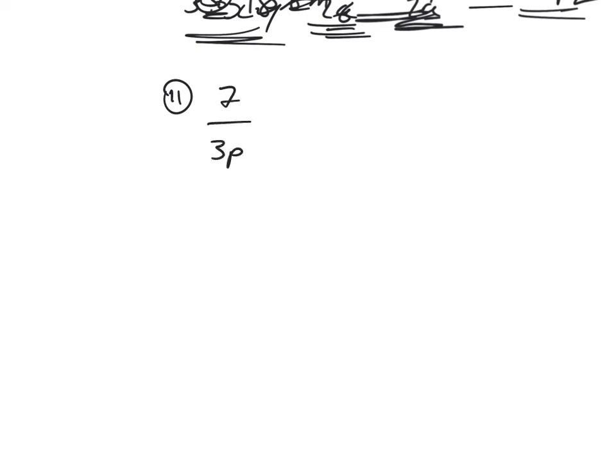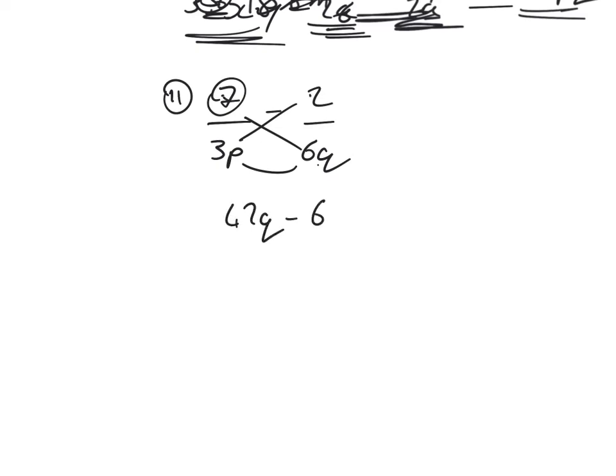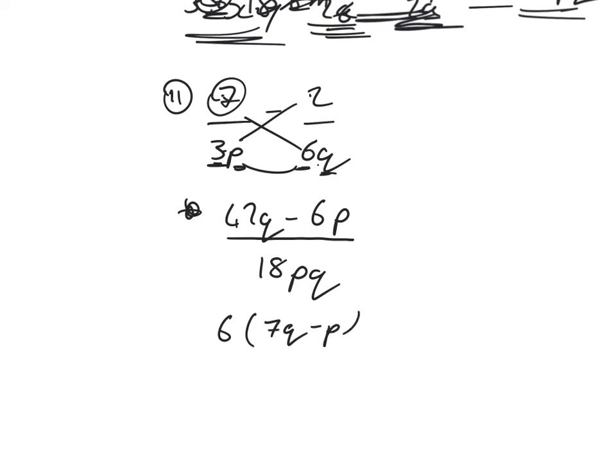Okay, example 11. 7 over 3p minus 2 over 6q. Okay, so we're subtracting, kiss and smile, start at the top left hand side. 7 lots of 6q's, 42q, minus 2 lots of 3p is 6p. Over 3p times 6q, well 3 times 6 is 18, and p times q is pq. Okay, so can I factorise the top? Yeah, I can. So I can take out a highest common factor there as 6. 6 brackets 7q minus p over 18pq.